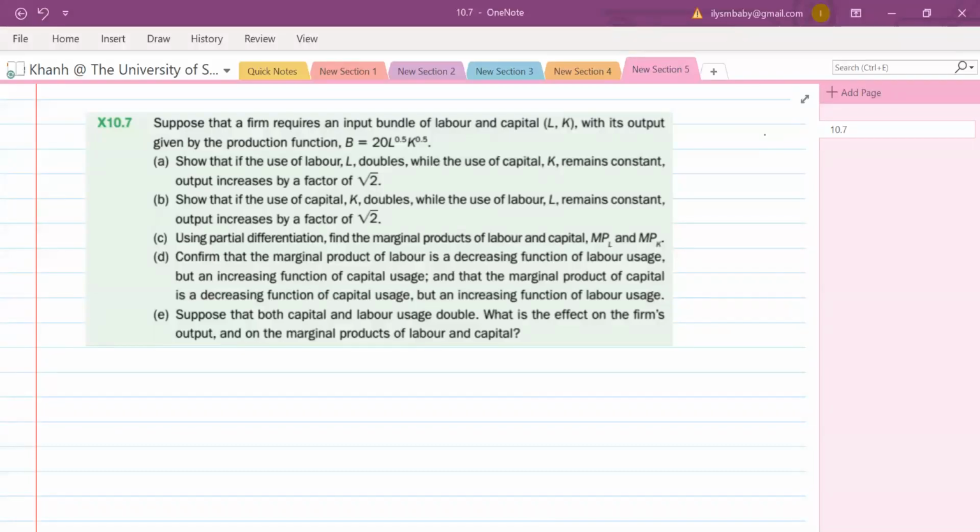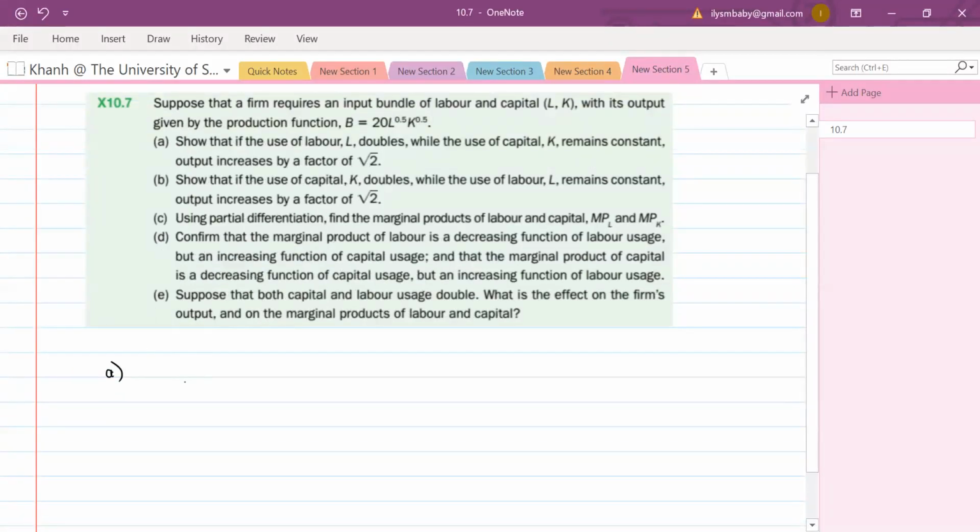Okay, so we're going to do question 10.7. Suppose that a firm requires an input bundle of labor and capital with the production function given by B equal to 20L to the power half and K to the power half. Part A asks you to show that if the use of labor doubles while the use of capital remains constant, output will increase by a factor of square root of 2.